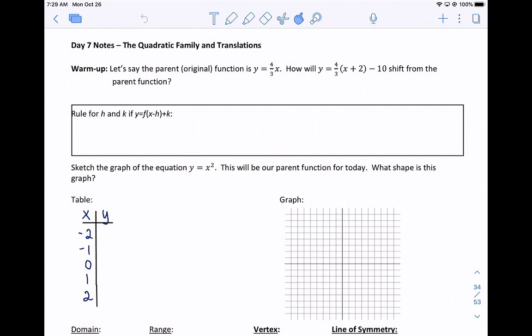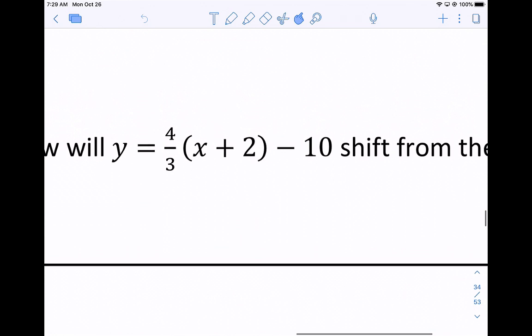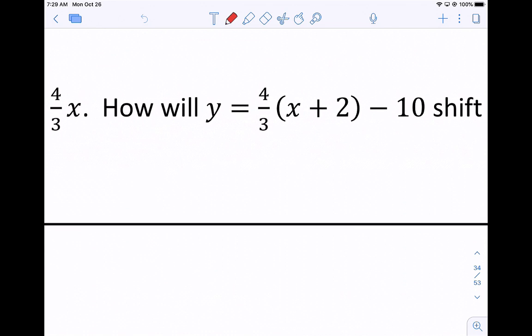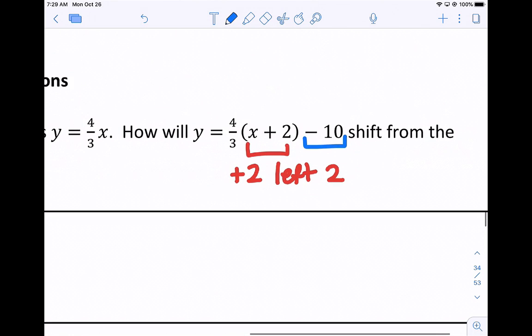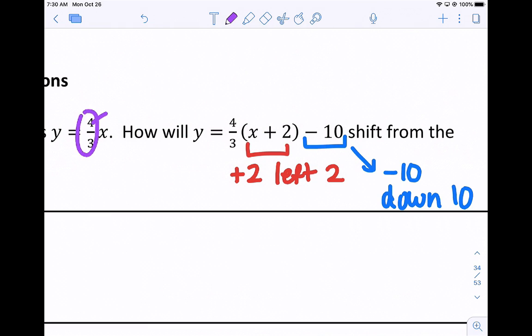So if you recall what we've been studying, inside the parentheses, that's your left or right shift. So right here we have the plus 2, which means it shifts to the left 2. And then on the outside of the parentheses, we have the minus 10, and outside the parentheses, the plus or minus is up or down. So the minus 10 would be down 10 units.